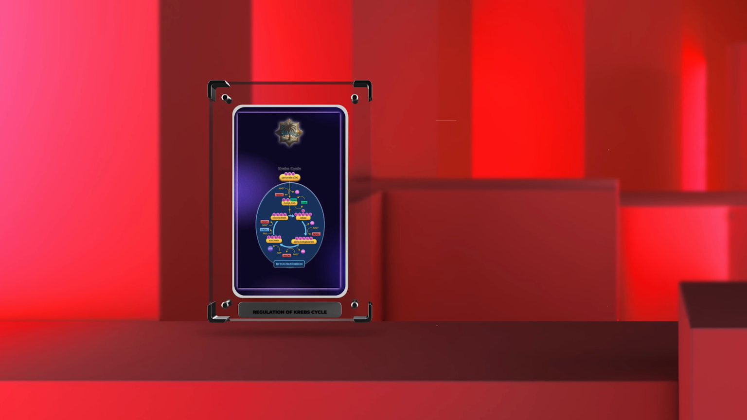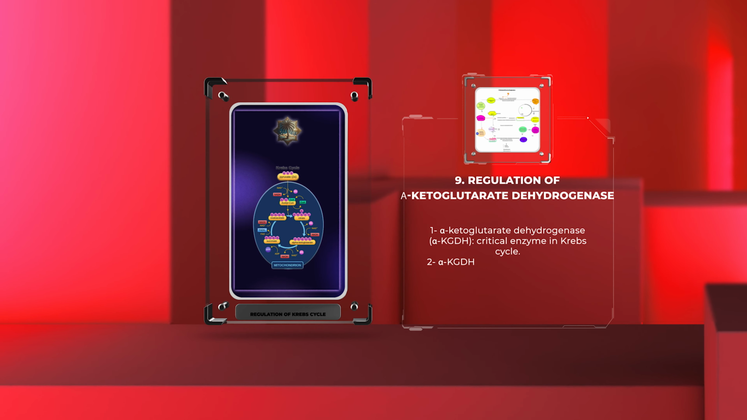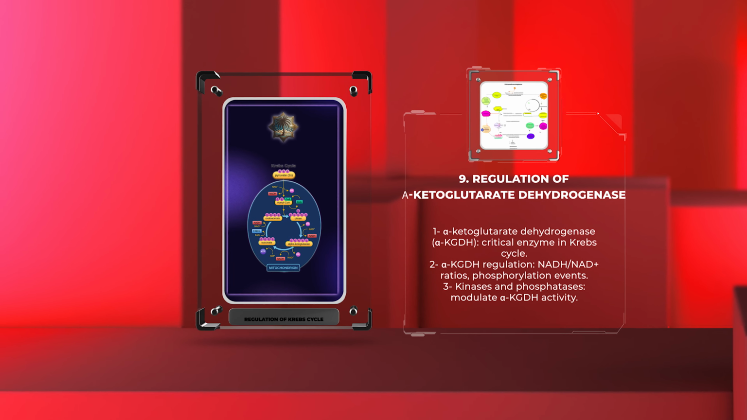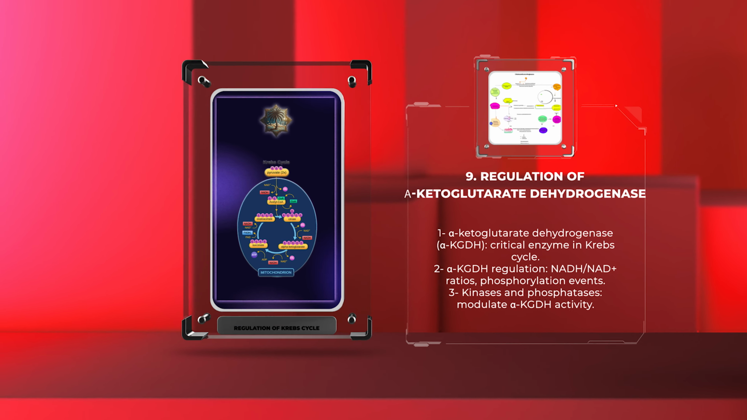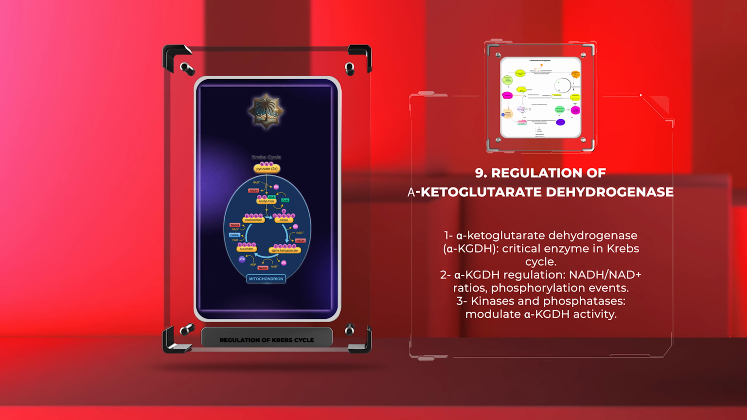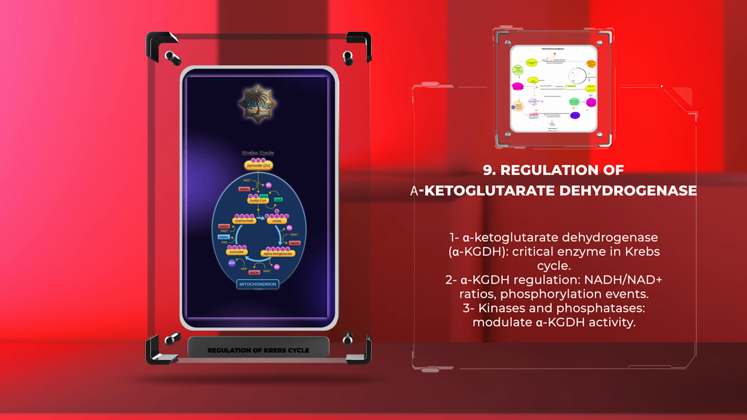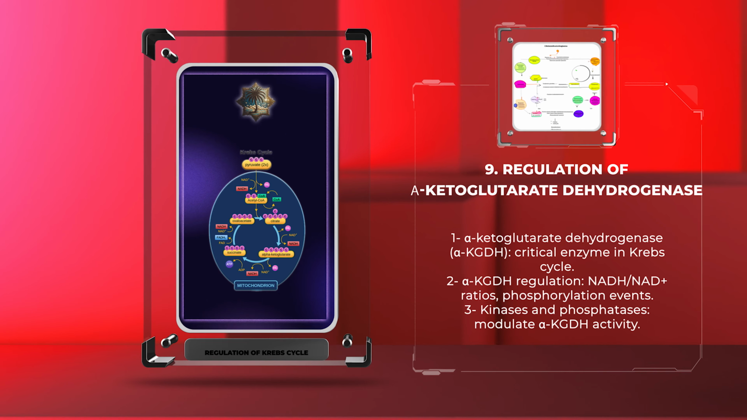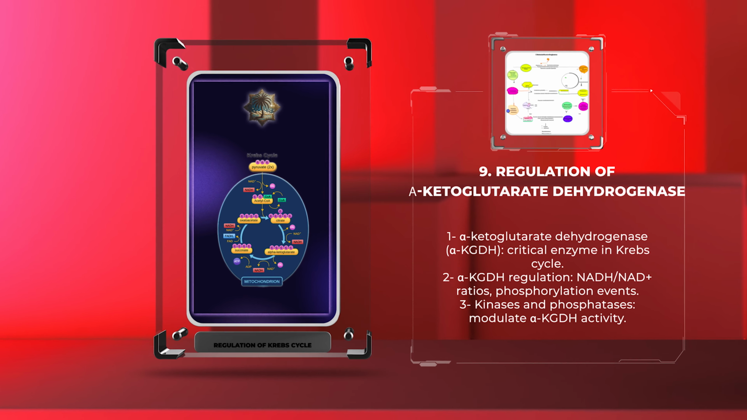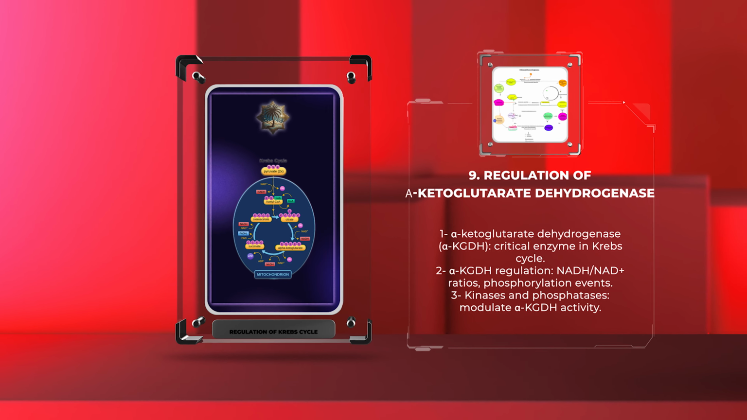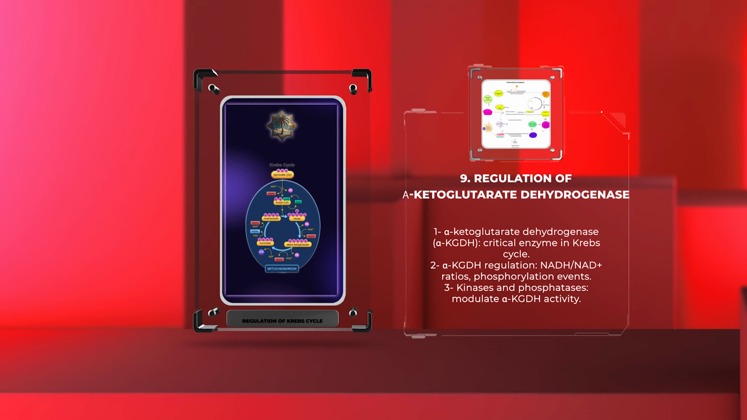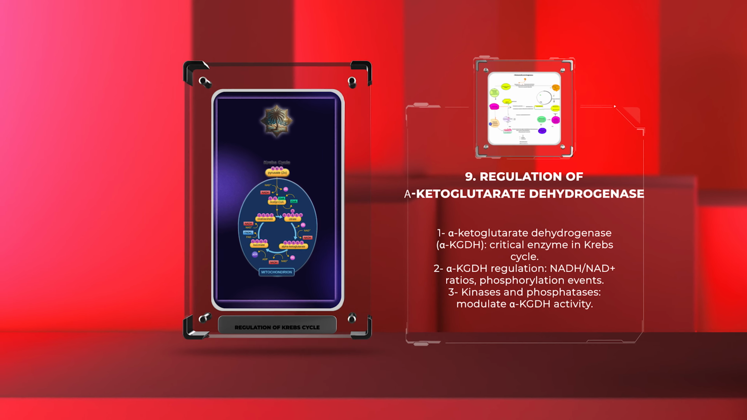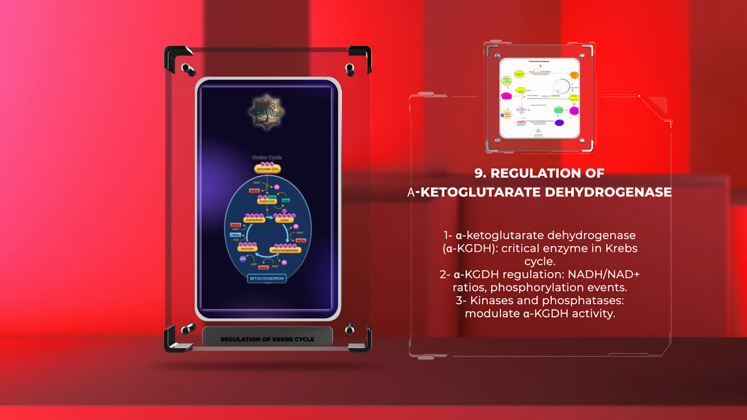Similar to IDH, alpha-ketoglutarate dehydrogenase, alpha-KGDH, is another critical enzyme in the Krebs cycle. Its activity is tightly regulated by NAD/NAD+ ratios and phosphorylation events, with various kinases and phosphatases acting as modulators. Different mechanisms and signaling molecules dynamically control alpha-KGDH activity to maintain an appropriate metabolic flux and adapt to changing cellular demands.